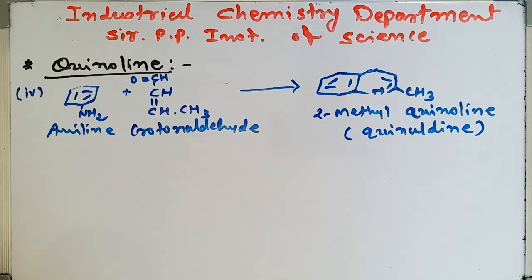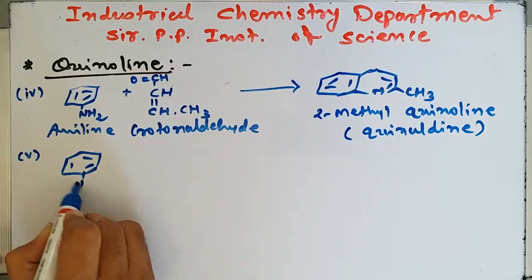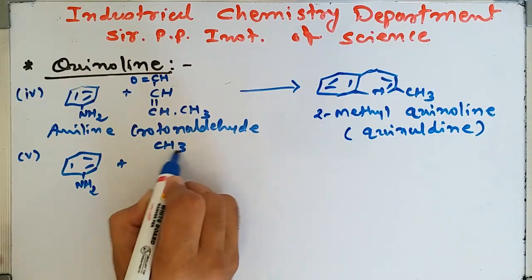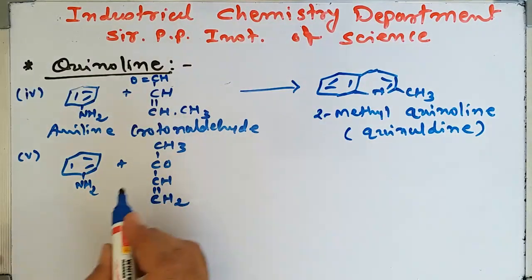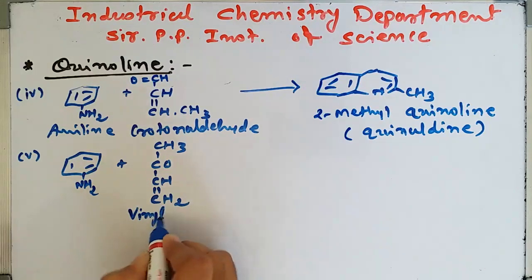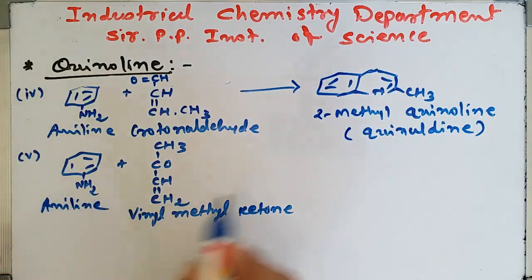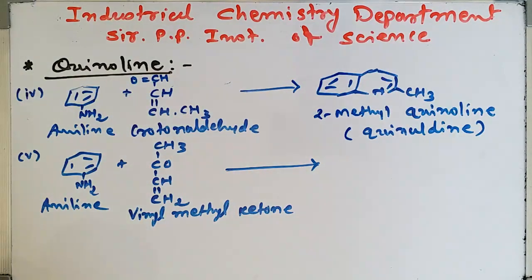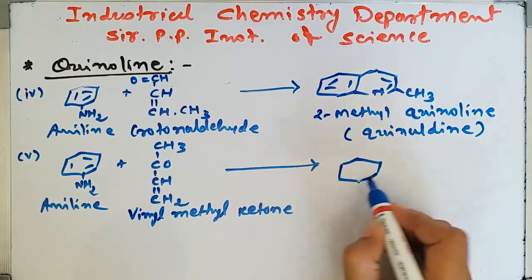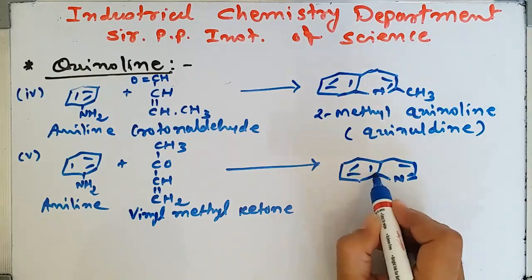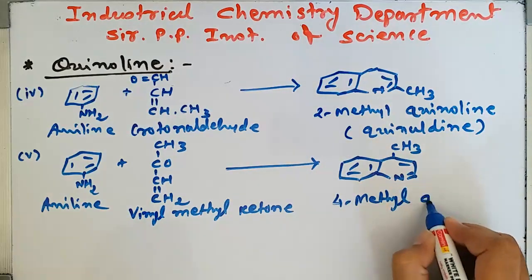This is an aldehyde, and when we treat aniline with a ketonic compound, CH3COCH=CH2, known as vinyl methyl ketone, with glycerol, sulfuric acid, nitrobenzene, etc., we get a 4 substituted compound, 4-methyl quinoline.